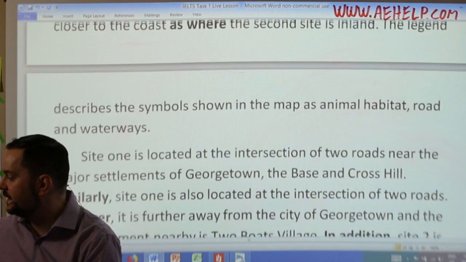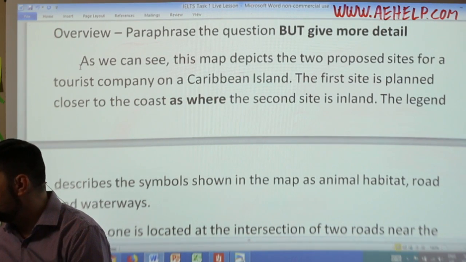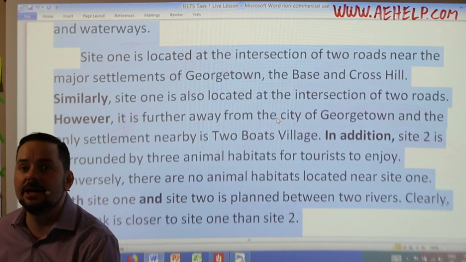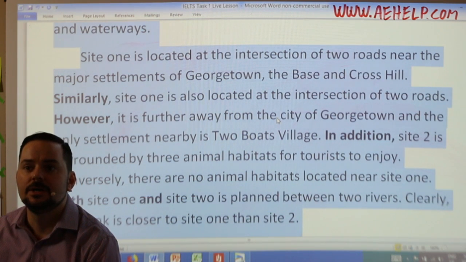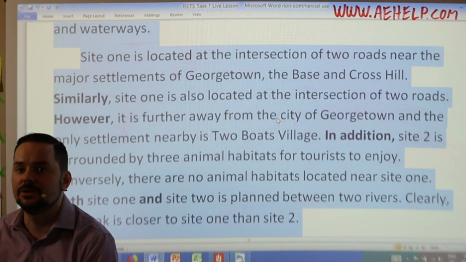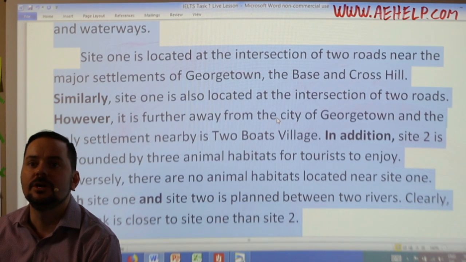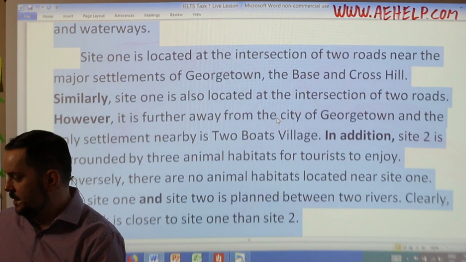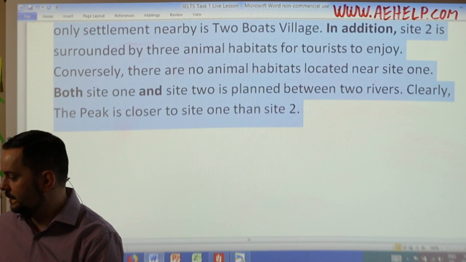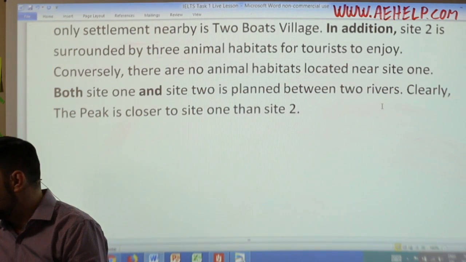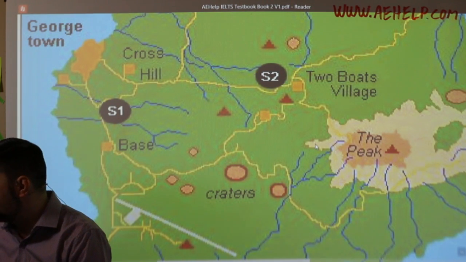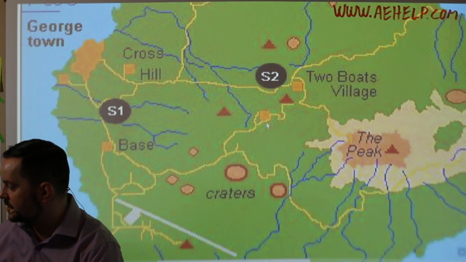It's just 150 words minimum. So you're writing between 150 and 200 words to get a high score. So far, we have 148 words. Okay? So far it's 148 words. So we're almost there. We don't need to write much more. This is all you have to do. It has to be clear and you will get a nice high score. Okay? So clearly the peak is closer to Site 1 than Site 2. Now, do we need to make more comparisons? Should we talk about the craters?